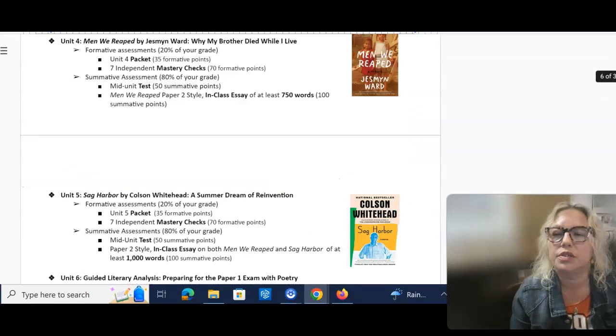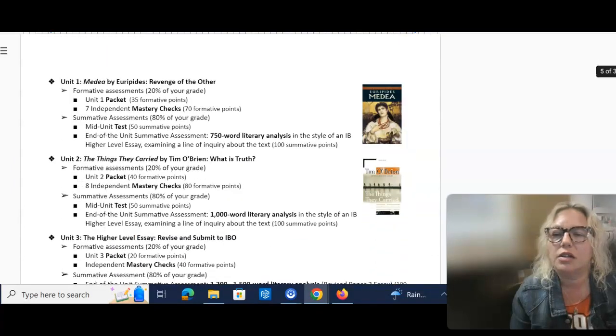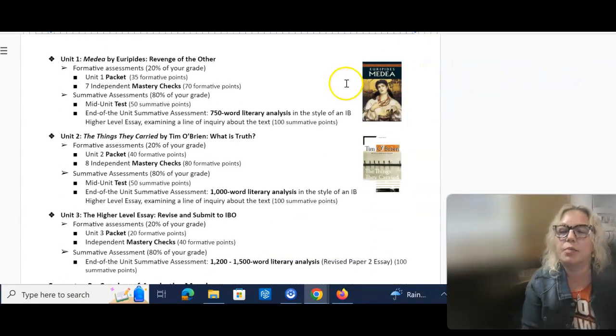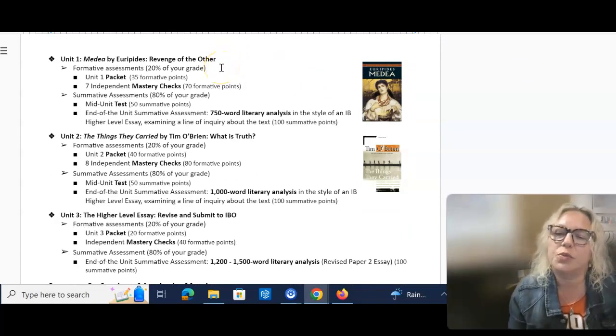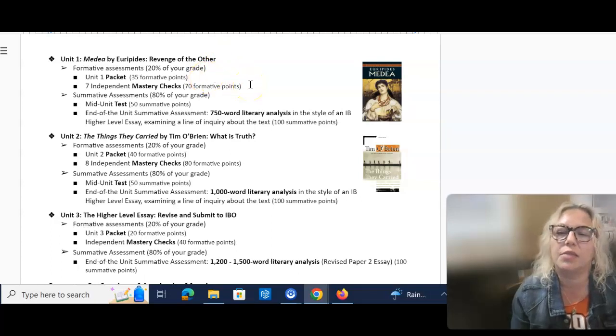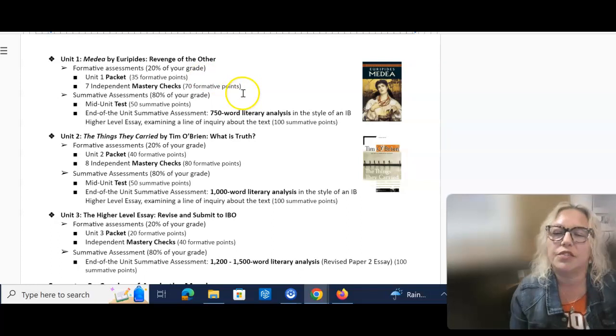spot. Whoops, too far. All right, Unit 1, Medea by Euripides, Revenge of the Other. The formative assessments, 20% once again, and once again we have a packet worth 35 points and mastery checks worth 70. The summative assessments worth 80% of your grade. For this one though, we do have 2 summative assessments. One is the mid-unit test worth 50 summative points, and then the end of the unit summative assessment, which is another essay, and that one is worth 100 summative points.